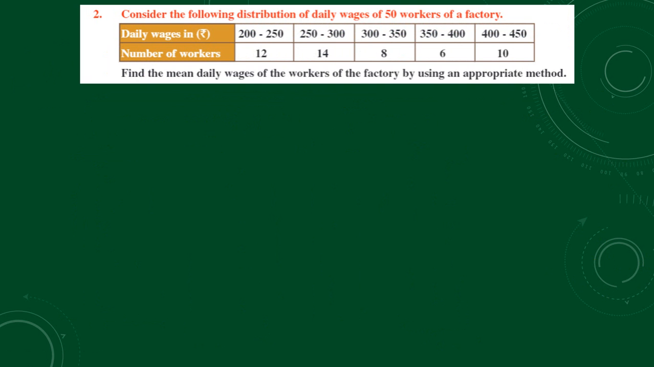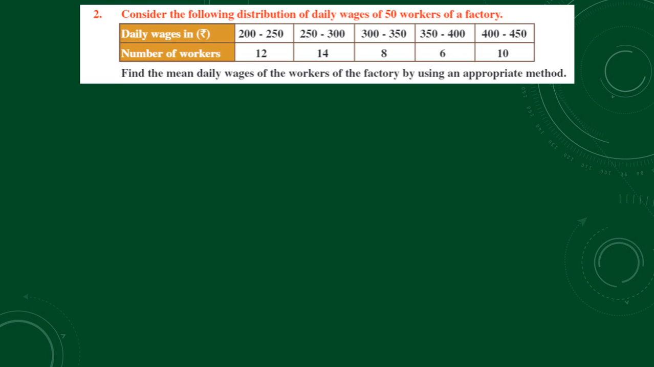Next, moving on to question number 2. If you observe daily wages in rupees, class intervals are given, 200 to 250. How many workers are getting a wage from 200 to 250? 12 workers. 250 to 300, 14 workers. 300 to 350, 8 workers. 350 to 400, 6 workers. And 400 to 450, 10 workers, right? Find the mean daily wages of the workers of the factory by using an appropriate method.